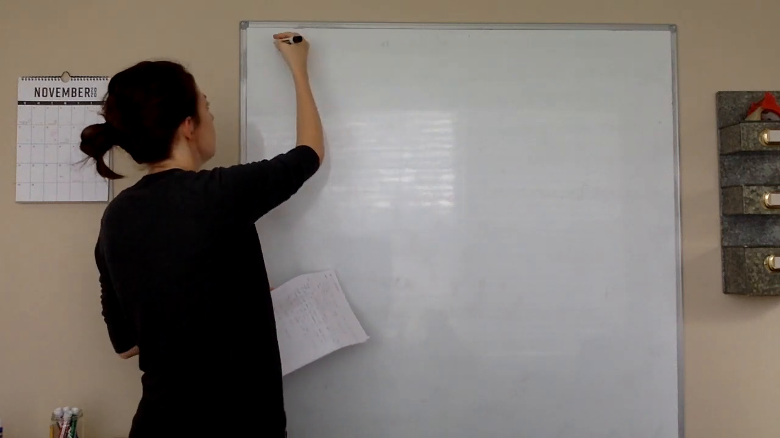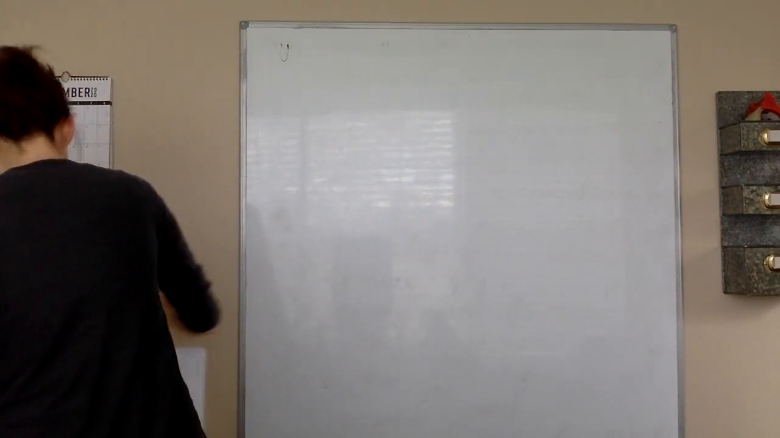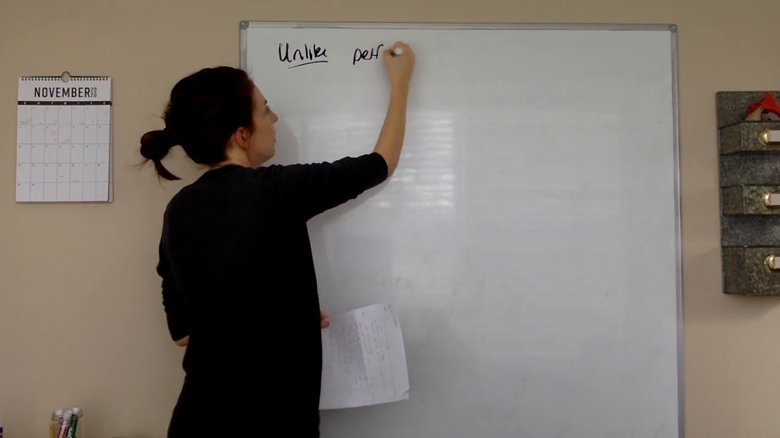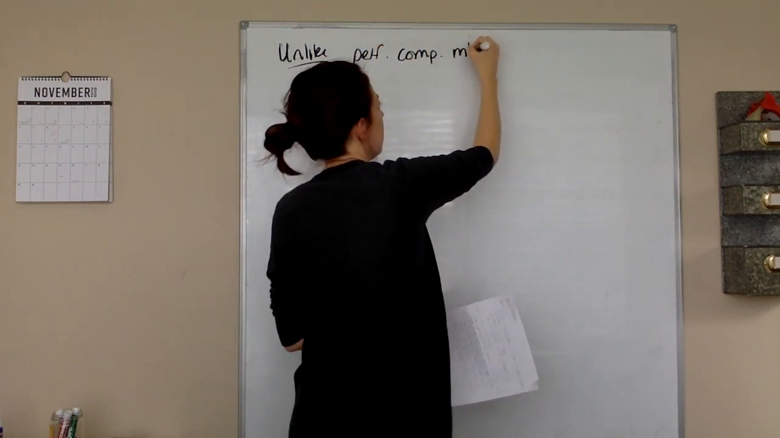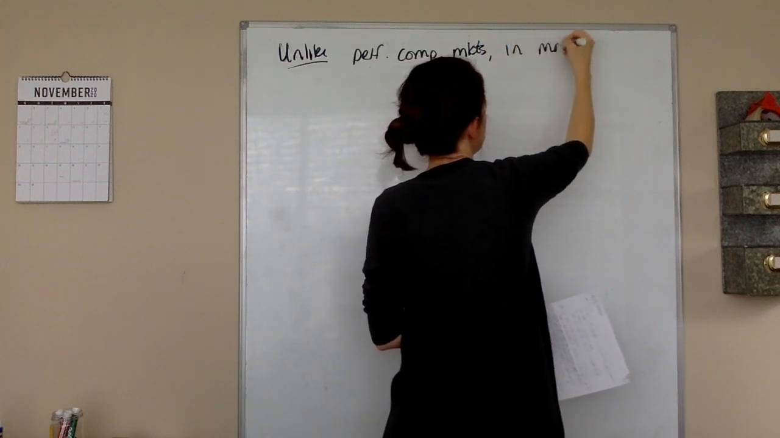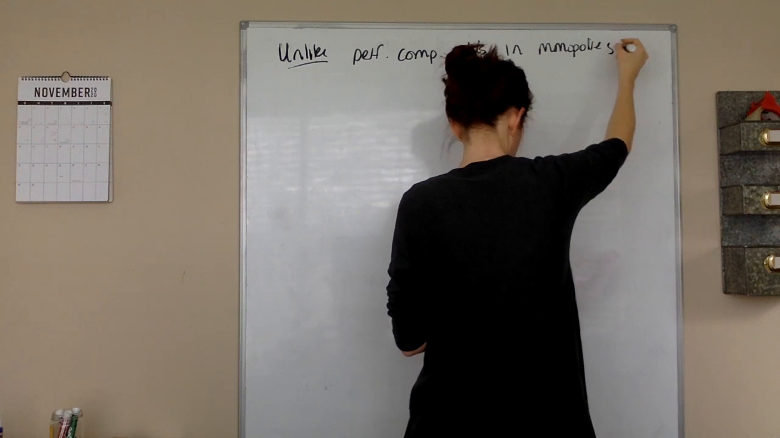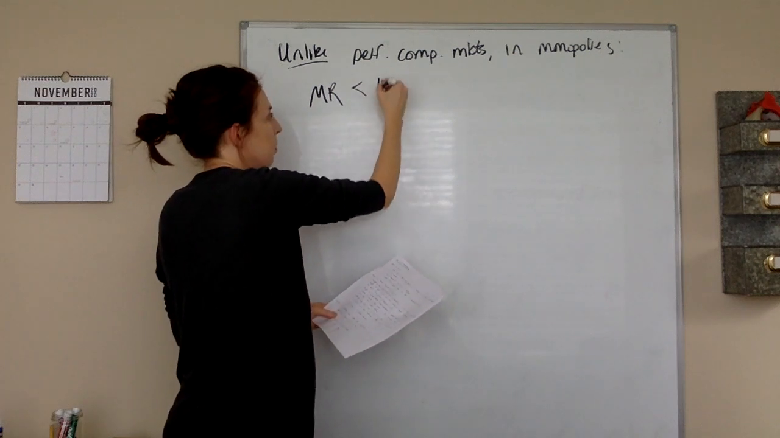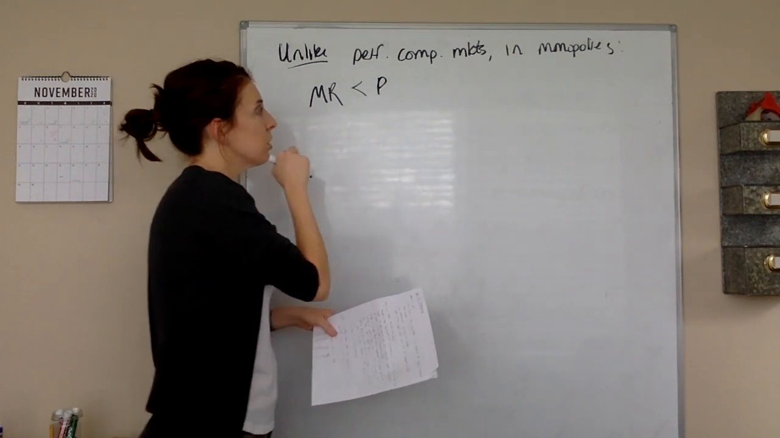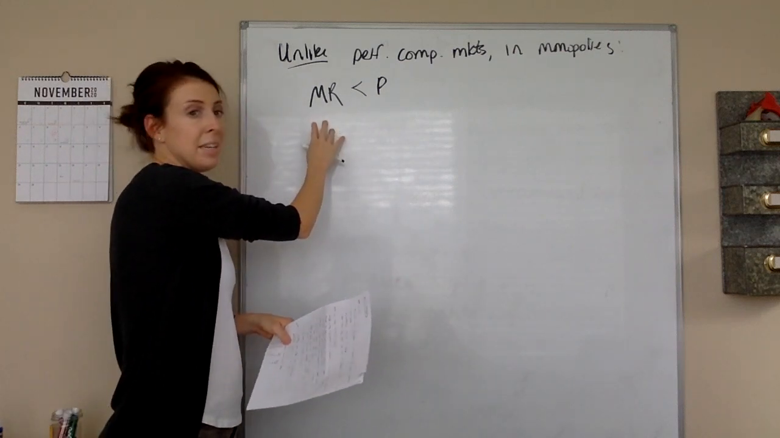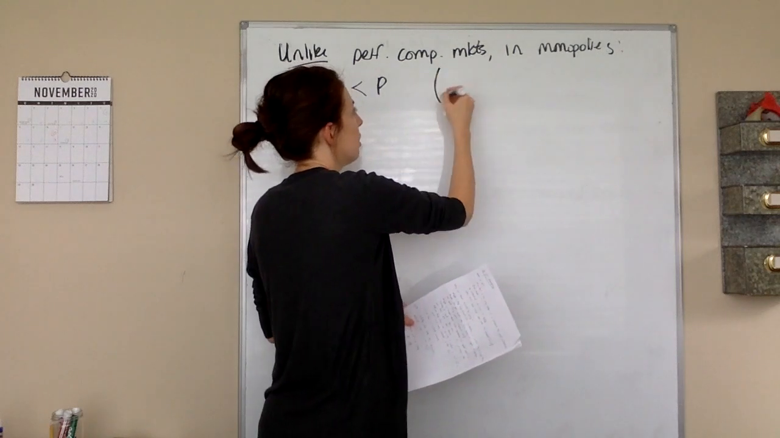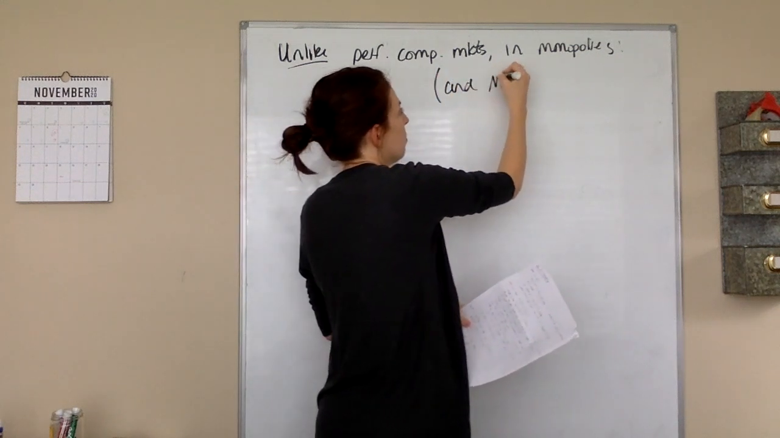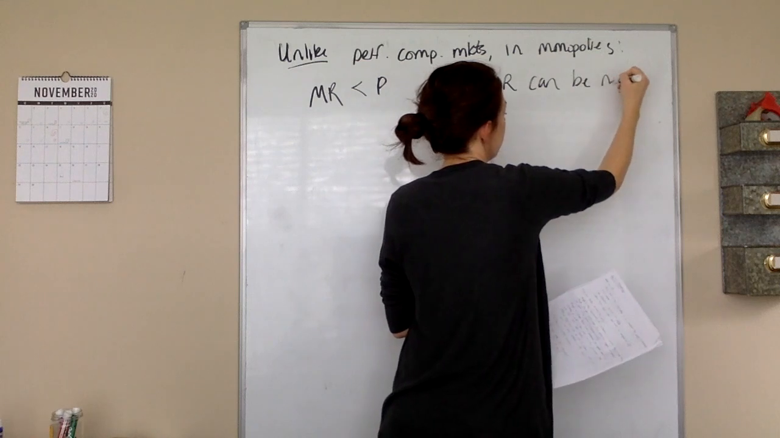So we're going to put a big caveat in our notes. Unlike perfectly competitive markets, in monopolies the marginal revenue is going to be less than the price. And the marginal revenue is also allowed to be negative for monopolies. I'm going to show you this in a minute, but for your notes, just write it out: marginal revenue for monopolies is less than the price, and marginal revenue can be negative.